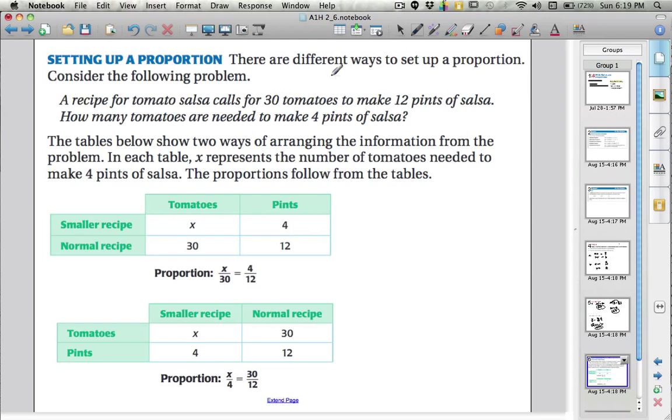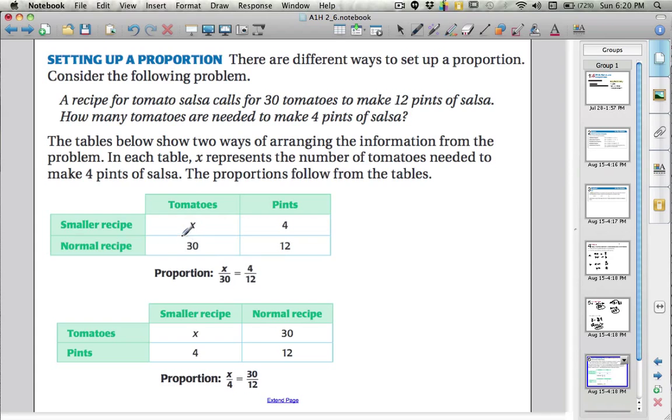So when we're looking at proportions, there are always different ways to set proportions up. As long as I keep like relationships in like places in the proportion, I can always set it up a couple of different ways. So we've got here a setup comparing tomatoes and pints to smaller recipe, normal recipe, and another way to arrange it is this way, comparing smaller recipe, normal recipe to tomatoes and pints, right? And it puts things in slightly different places.